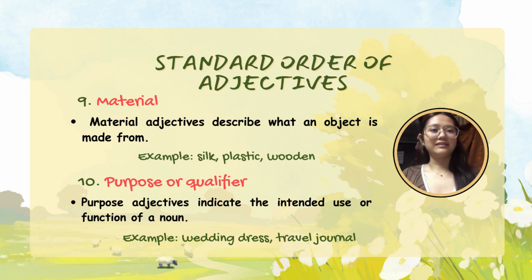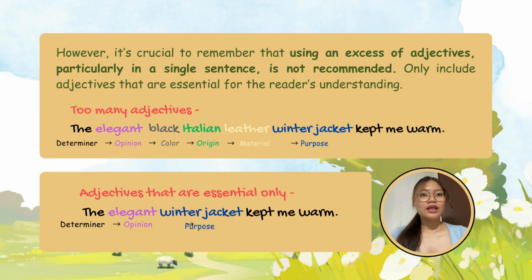Here, we understand the order of adjectives in English. This is the specific way we usually put describing words before a noun. Now, the important thing to remember is don't go overboard with adjectives. You don't need to use one from every category. Just use the ones that help people understand what you're describing.